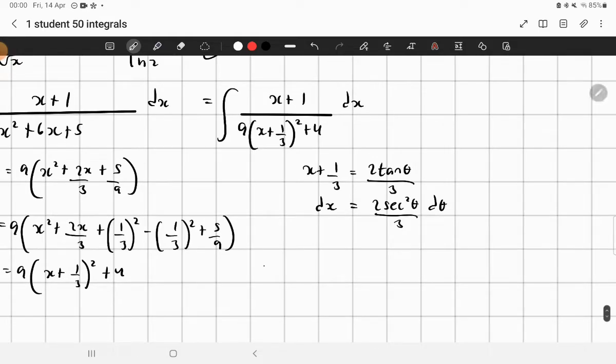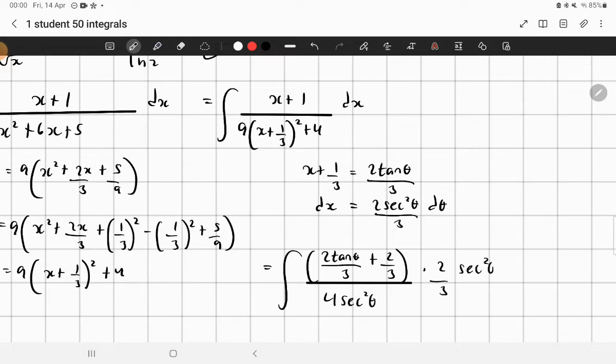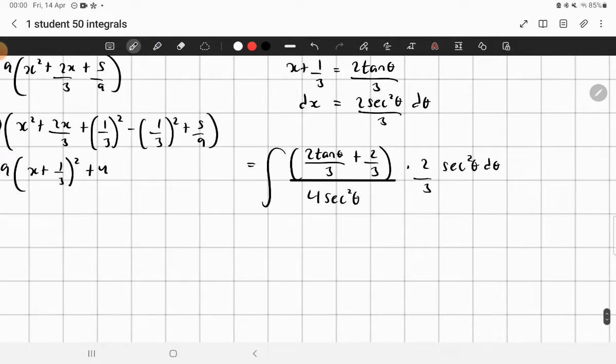Okay, we have something here. Honestly, I have no hopes at this point whether or not this is the best approach, but okay, I'm gonna be optimistic. So 2 tangent theta over 3, and then 1 minus 1 over 3 will be 2 over 3, divided by 4 secant squared theta times 2 over 3 secant squared theta d theta. Secant, get rid of it, get rid of everything.